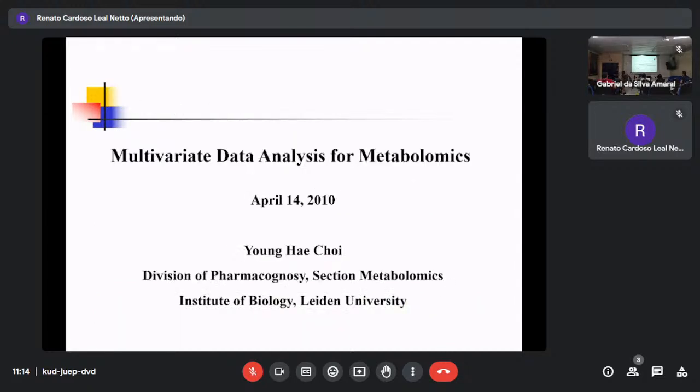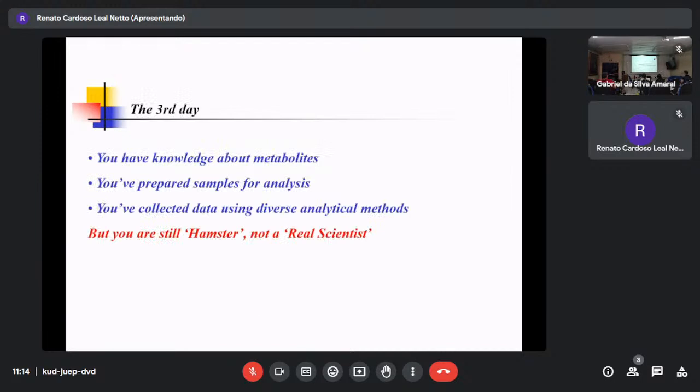So here is something very important. You have knowledge about the metabolites. Second, you prepared a sample for analysis yesterday, and then you analyzed it with the method. Now, until yesterday or this morning, you had answers. Now you want to be precise, because the basic buzzword of statistics is predict. Based on a limited number of samples, you have to predict.